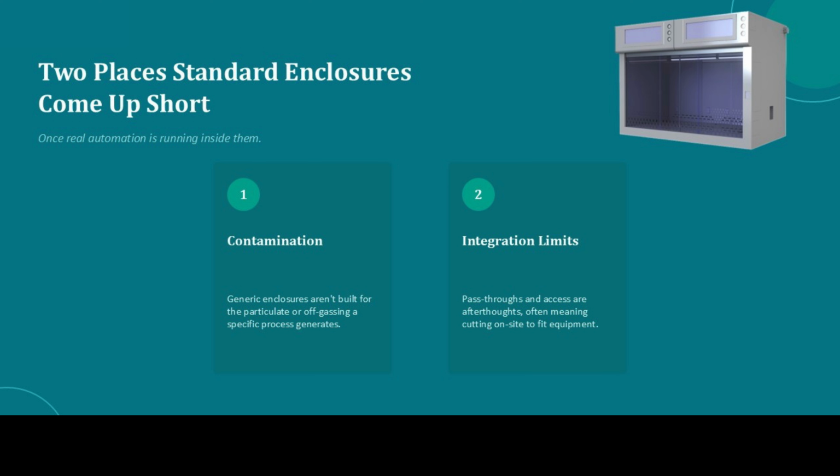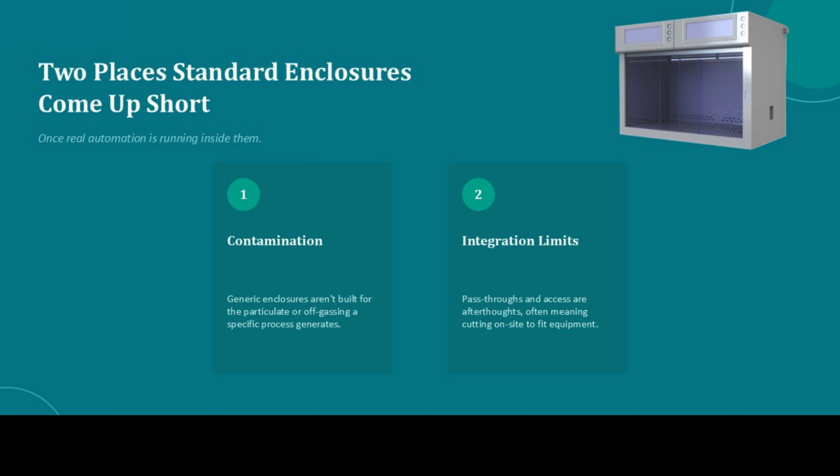The second is integration limits. Cable pass-throughs, service access, interlocks, and equipment interfaces often become afterthoughts on a catalog enclosure, which in the field usually means drilling, cutting, or modifying the enclosure just to make the equipment fit on their own. Either of these is an inconvenience. Together, they tend to create maintenance issues, performance problems, and costly modifications that could have been avoided at the design stage. That's the advantage of engineering the enclosure around the application from the beginning.